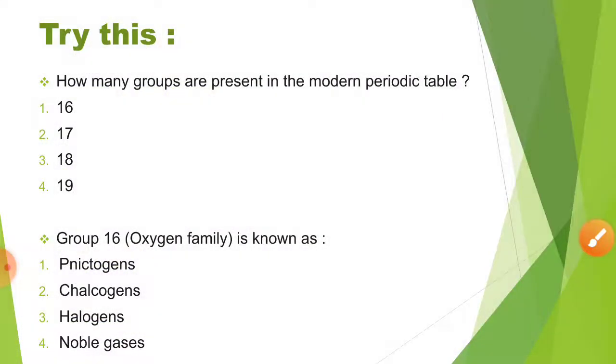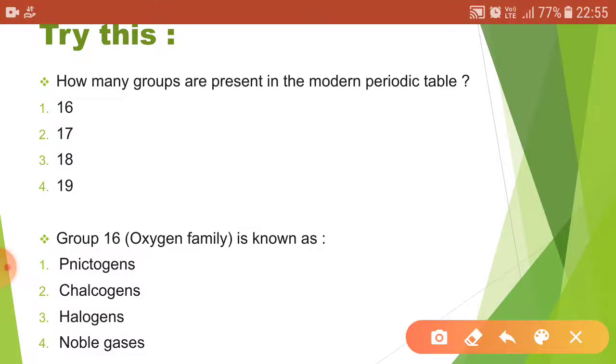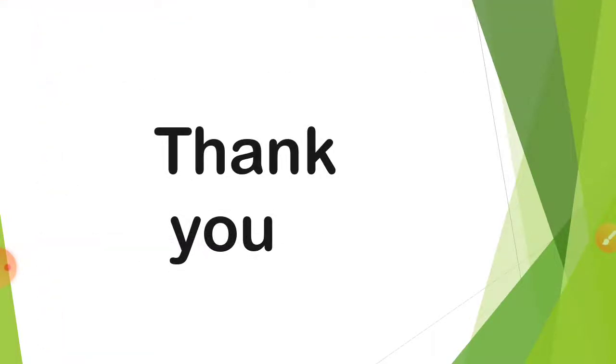Now let's try two questions. First one is: how many groups are present in the modern periodic table? And the second one is: group 16, the oxygen family, is known by which name? So you will write your answers in the chat box. I will check personally. Now it's all about the modern periodic table and its properties. Thank you.